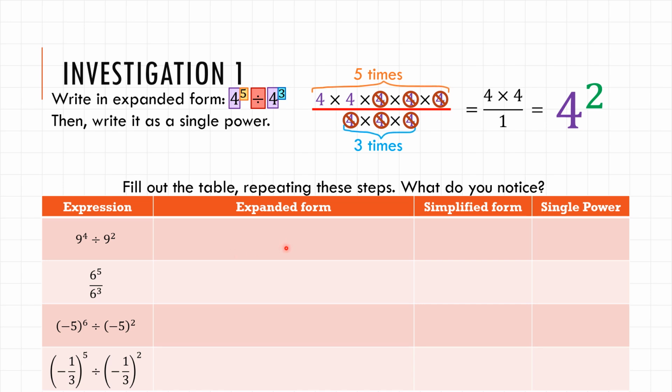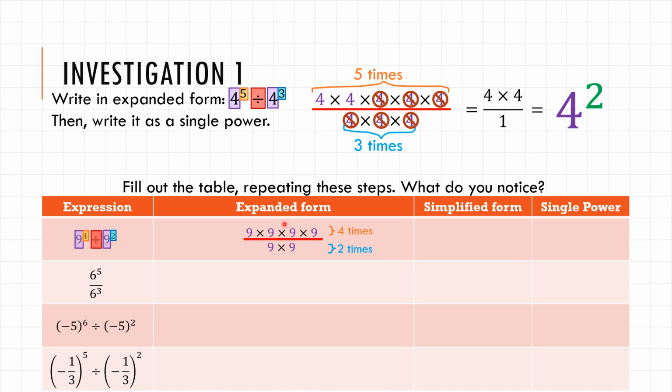So in this investigation, we're just going to fill out this table here. The first row has this expression, 9 to the power of 4. And how do I write that in expanded form? That's 9 multiplied by itself 4 times. Then divided by, so I'll put the line under it to indicate that it's sort of like a fraction. And then I'll put 9 to the power of 2, which is 9 times itself 2 times.